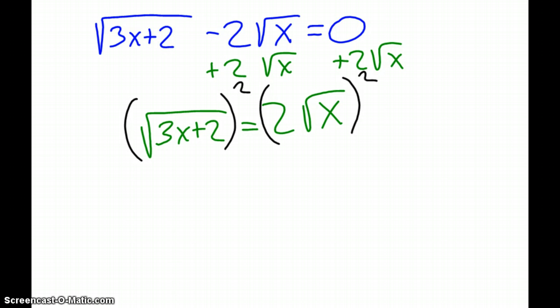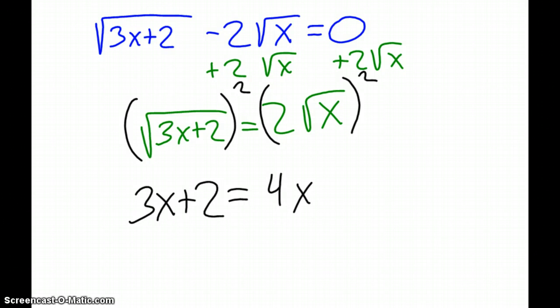The square root cancels out and I get 3x plus 2. When I square the right side, I have to square both 2 and radical x. 2 squared is 4, radical x is x. And again, once I get rid of the radicals, I'm going to be left with equations we've worked with many times before. I have 3x plus 2 equals 4x. I need to minus 3x over to the other side, giving me 2 equals x.